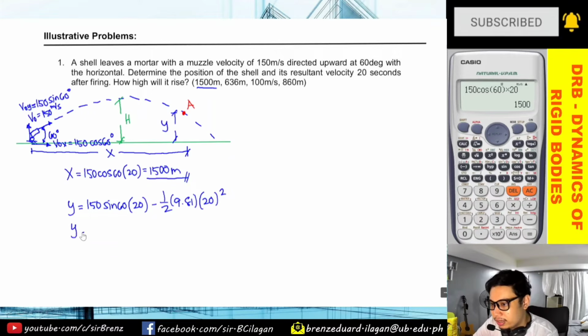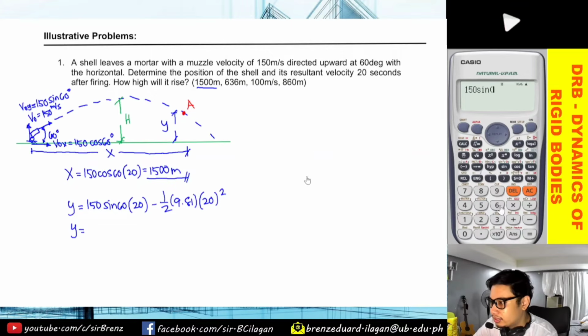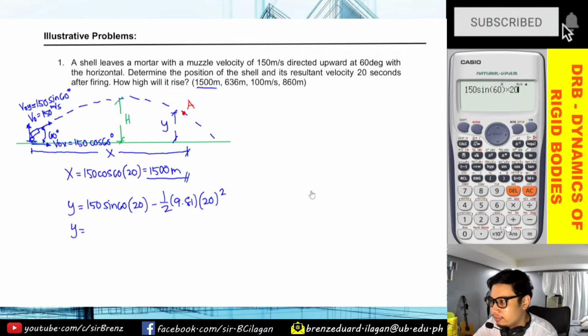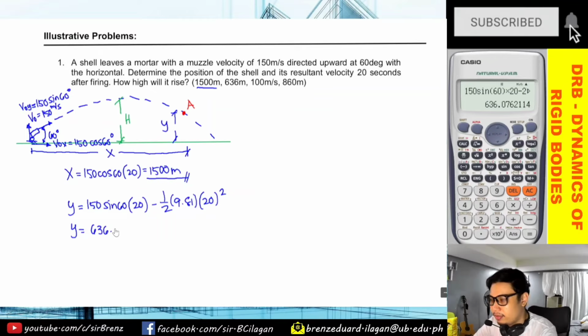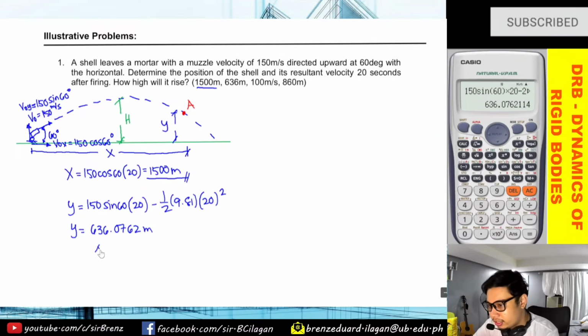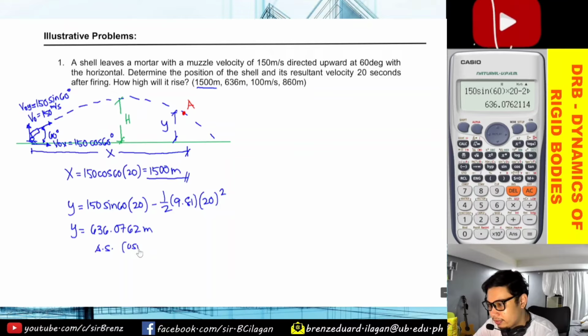So, what is the value of our y? So, that is 150 sine 60 times 20, and then minus 1/2 of 9.81 times 20 squared. So that is 636.0762. Okay, so alternative solution, using the derived formula.